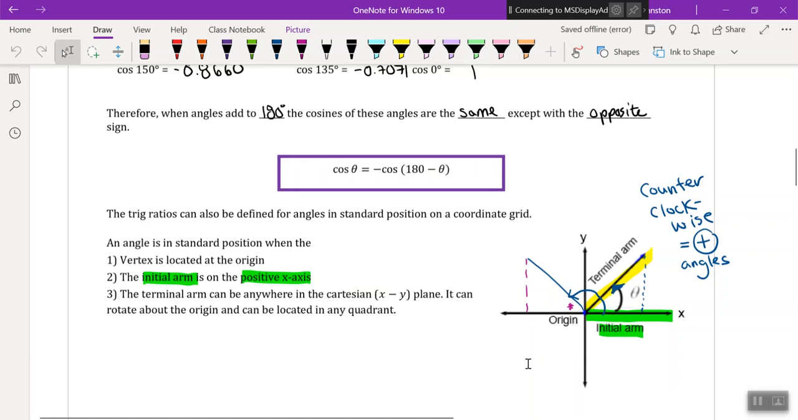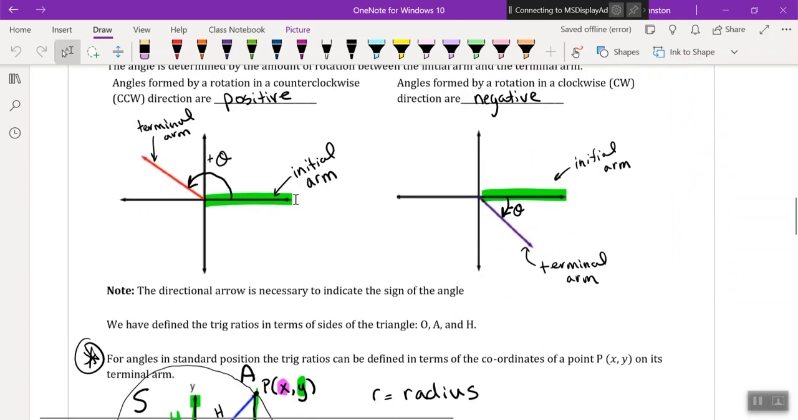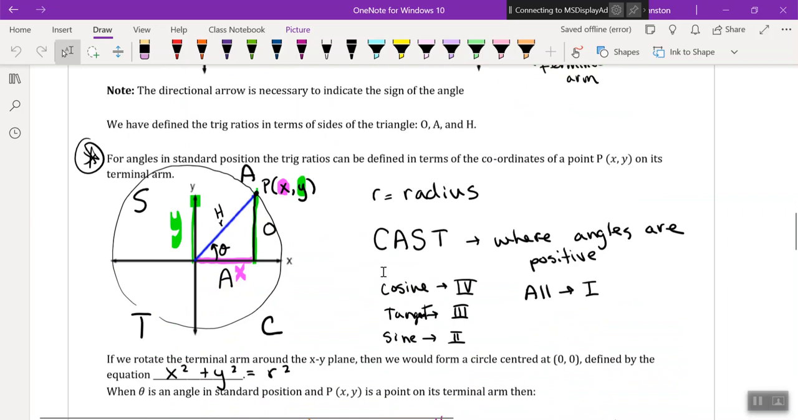All right, so very important that we're looking for the initial arm, origin, and terminal arm. We're always going counterclockwise. So here, the initial arm is always the positive x-axis, and then we're finding a theta, and then we have the terminal arm. The terminal arm could be anywhere. It could keep on even spinning around and around and around. So r is always the radius.